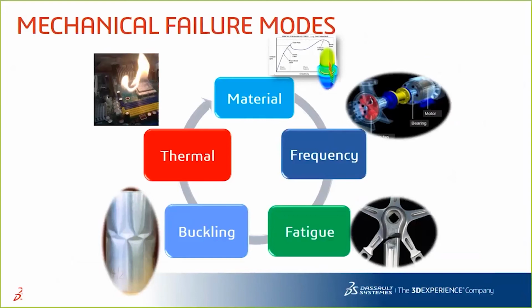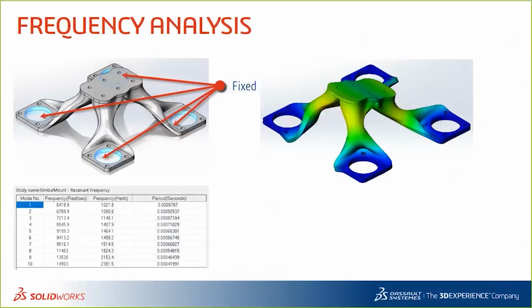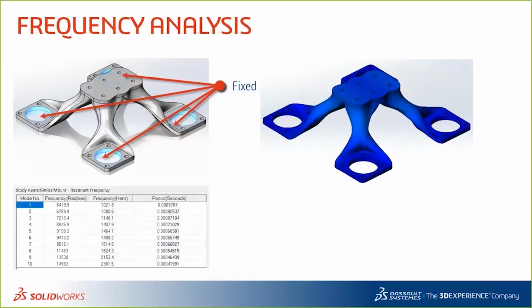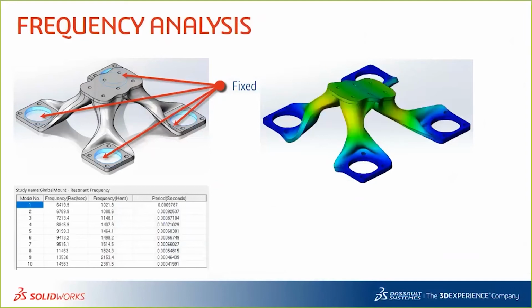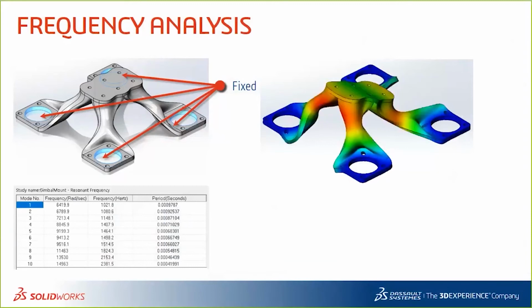So like I said, there are many other types of analysis that can be run depending on your application, whether it's frequency, fatigue, buckling, or thermal analysis, or even testing out new materials. So here we ran a frequency analysis within SolidWorks simulation on the original design, and we were able to generate 10 mode shapes. And looking at the different mode shapes and the different operating frequencies, we want to try to avoid resonance.